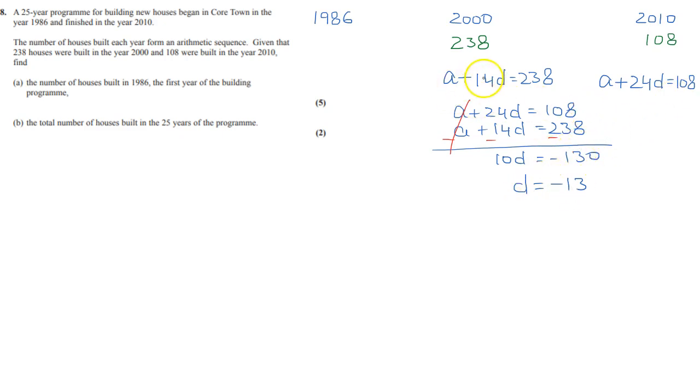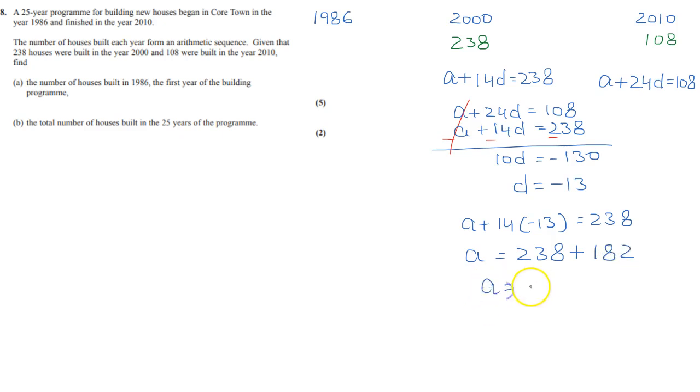If D is minus 13, then what will be the value of A? We know that A plus 14D, D is minus 13, is equal to 238. So A is equal to 238 plus 14 multiply 13. So that is 182. So A is equal to 238 plus 182, so the first year the company made 450 houses. The number of houses built in 86, the first year of the building, is 450 houses.